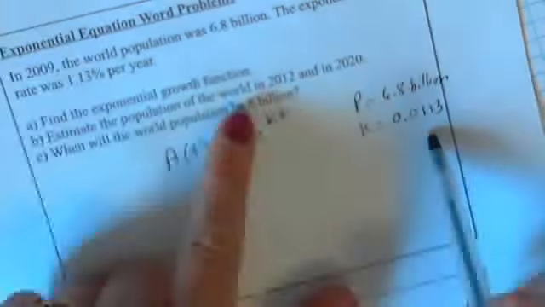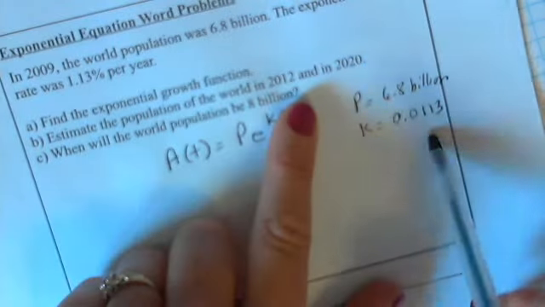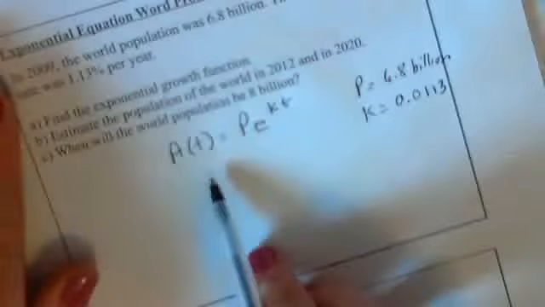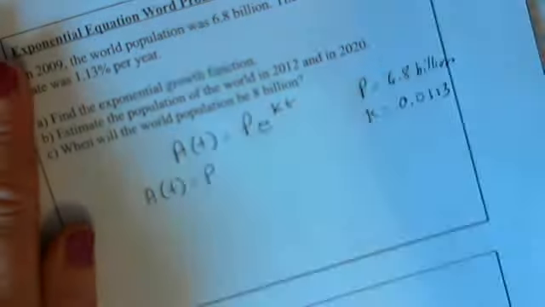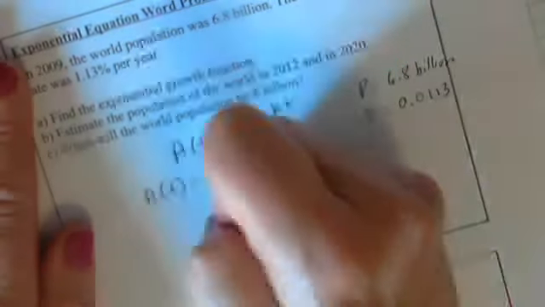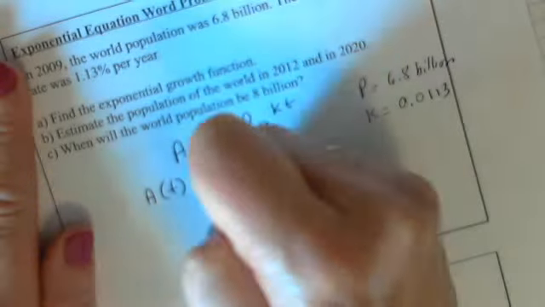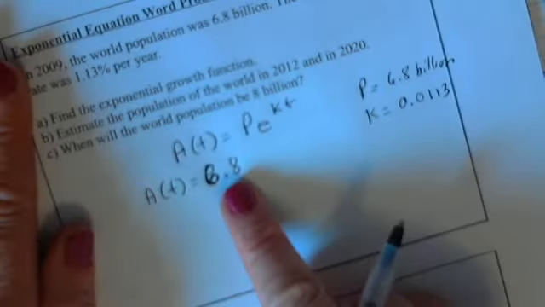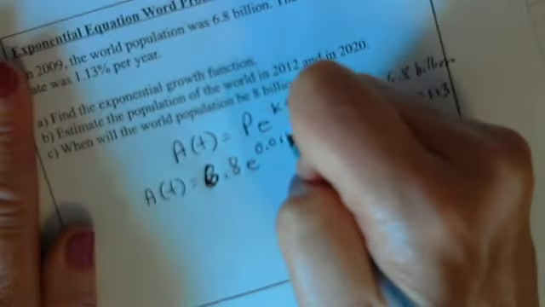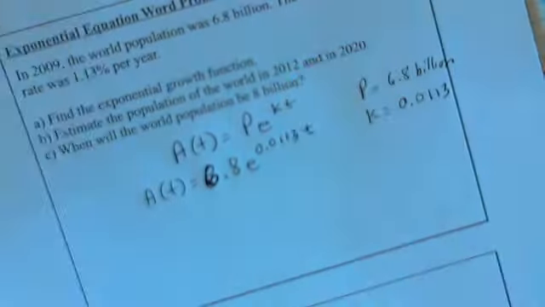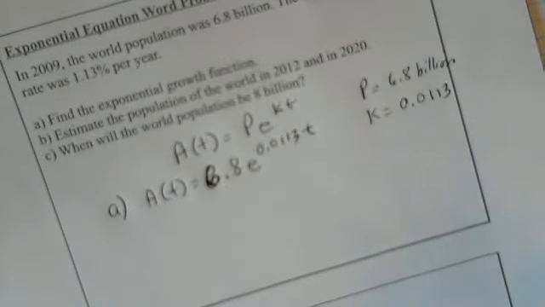Now, do we know the time? Well, in part B, we're going to be given some times, but let's write our function so far as we know it first. We've got A of t equals P. Oops, we know what P is. We know that P is 6.8. And we're going to need to remember that this is in billions, but we'll just write 6.8 here. Times e to the, we have k, 0.0113 times t. We don't know t yet until we do our first problem. So this is our answer to letter A. We've found the exponential growth function for this population.